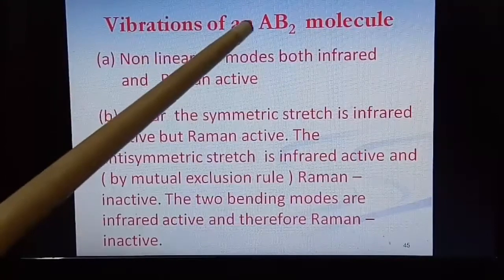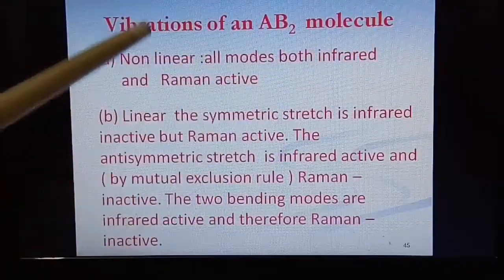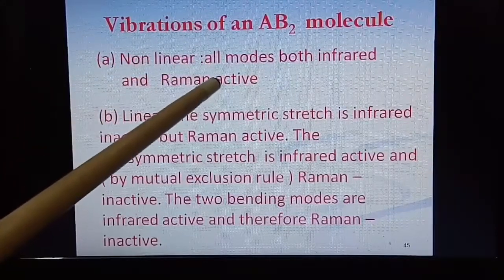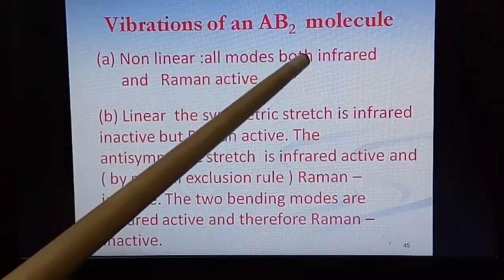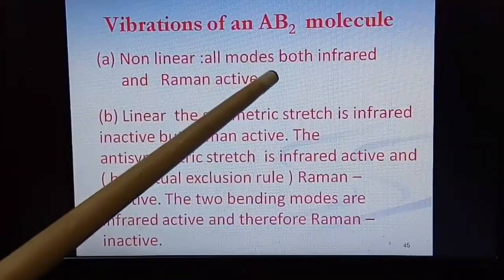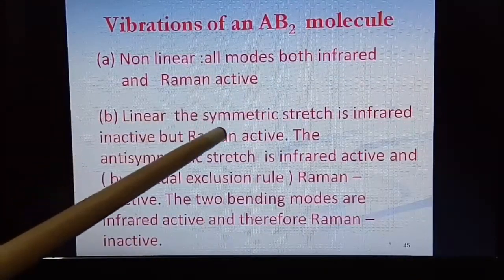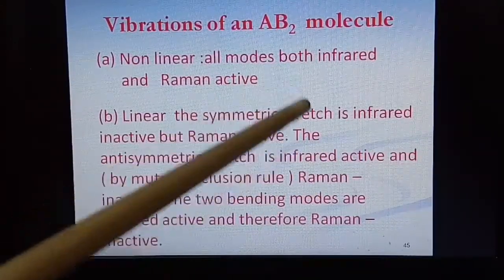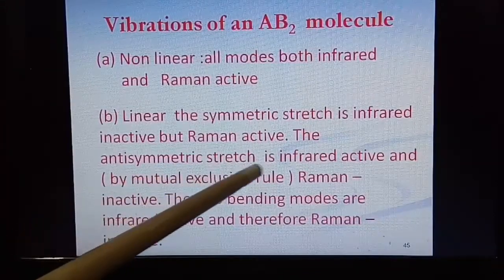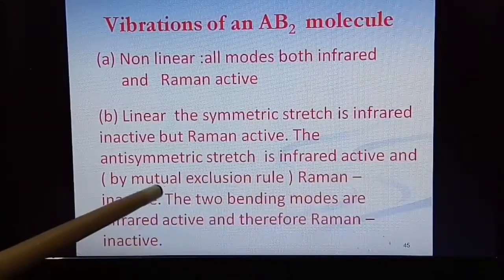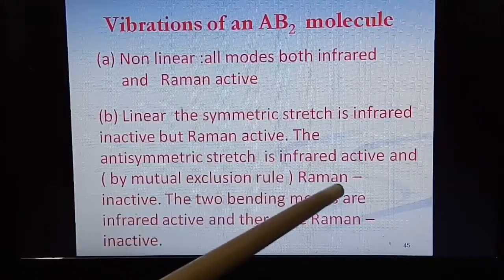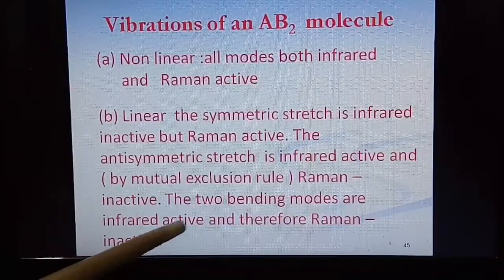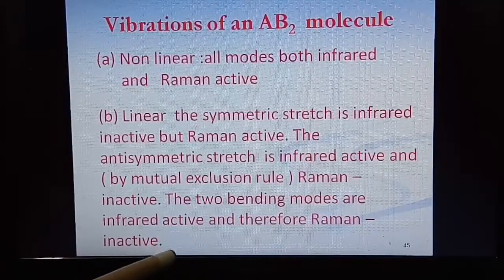Now, vibrations of AB2 molecules. Water is also an AB2 molecule, a non-linear molecule, and all modes are both infrared and Raman active. For linear, the symmetric stretch is infrared inactive but Raman active. The antisymmetric stretch is infrared active and, by the mutual exclusion rule, Raman inactive. The two bending modes are infrared active and therefore Raman inactive.